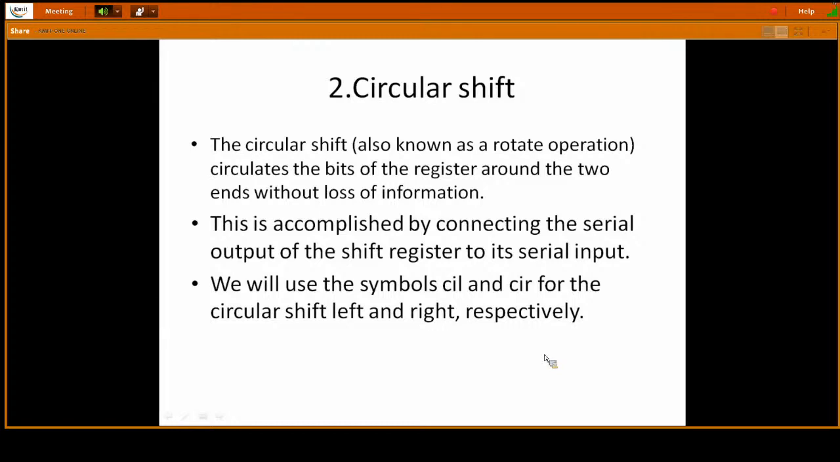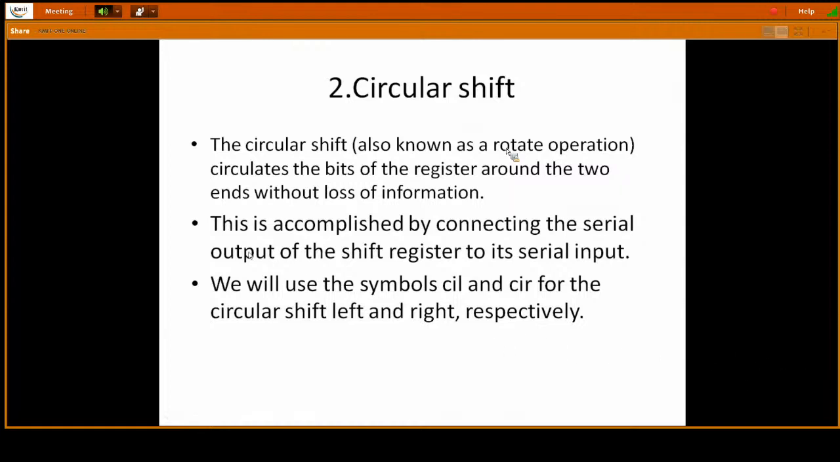So, to avoid that, you are moving to the circular shift. What happens in circular shift is the bits of the register are moved either to the left side or to the right side from one end of the register to the other end, and in this case no new information is added. At the same time, the content of the register will not be lost. There is no loss of information and no new information is added. It is also known as a rotate micro operation.